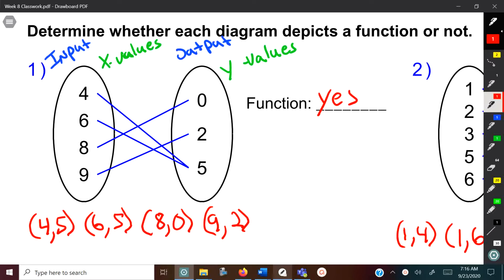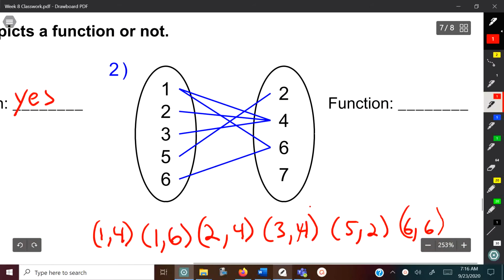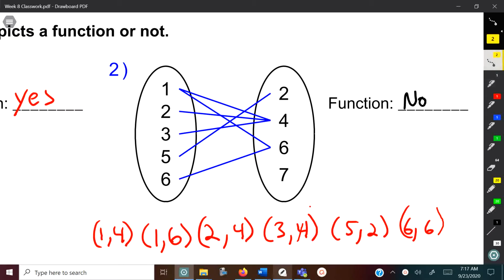All right, let's take a look at another example. Again, really quick, all you have to do is look at the x values and see if there are two lines. You can see there are two lines coming from the 1 right away. It's not a function. I also put the points out here so you can see that since you have the 1 going to 4 and the 1 going to 6, you would have two points representing that, making it not a function as well.